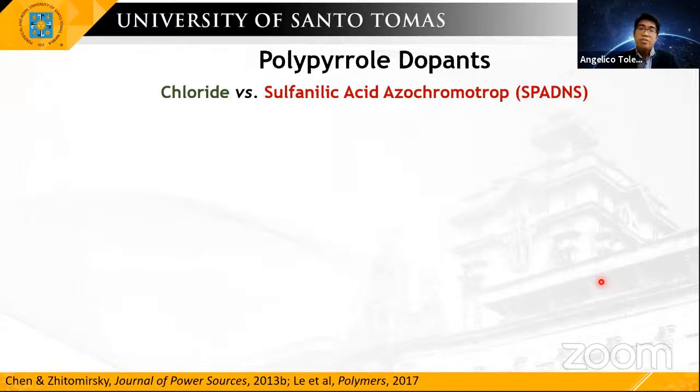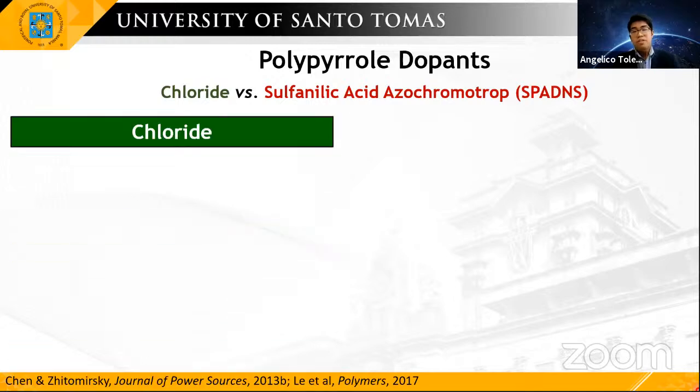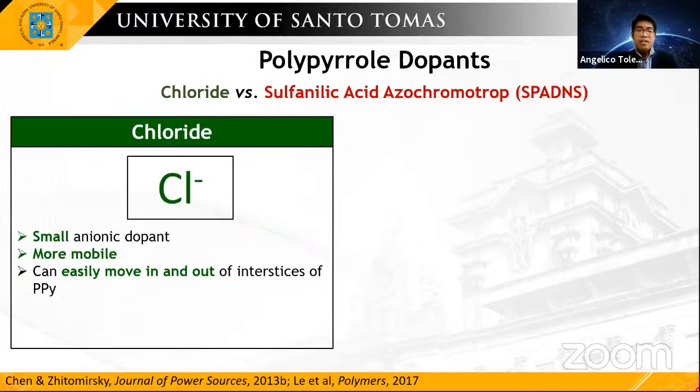So that's why two dopants were used in this study, which are the chloride and the sulfonic acid azochromotrope, or SPANS. So for the chloride, it is a small anionic dopant. So since it is small, it is more mobile. And as a result, it can easily move in and out of the interstices of the polypyrrole.